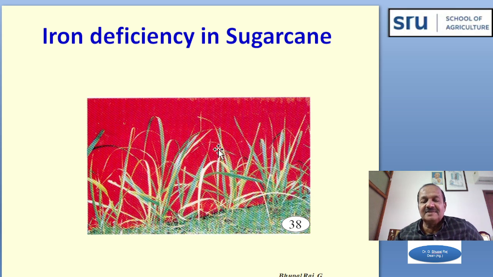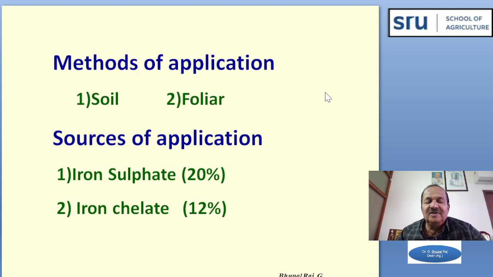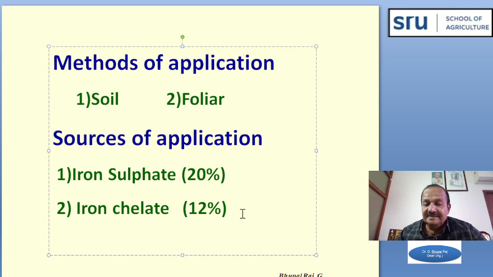Sugarcane also. Sugarcane crops generally show iron deficiency in ratoon crops, and not much in the main crop. All leaves will become completely yellow, just like a white paper-like structure. This is mainly due to iron deficiency. So you see the white color, iron deficiency in the sugarcane leaf. So how do we rectify it? Through soil application as well as foliar application. Here the fertilizer sources are iron sulfate and iron chelate.